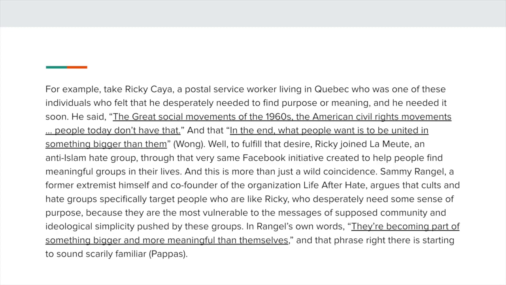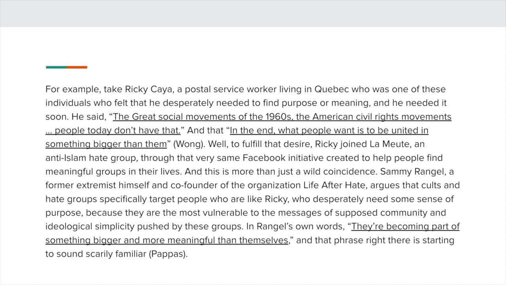And this is more than just a wild coincidence. Sami Rangel, a former extremist himself and co-founder of the organization Life After Hate, argues that cults and hate groups specifically target people who are like Ricky, who desperately need some sense of purpose because they're the most vulnerable to the messages of supposed community and ideological simplicity pushed by those groups. In Rangel's own words, they're becoming part of something bigger and more meaningful than themselves. And that phrase right there is starting to sound scarily familiar.